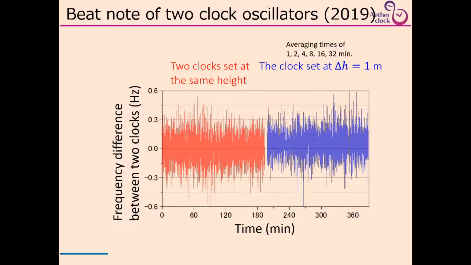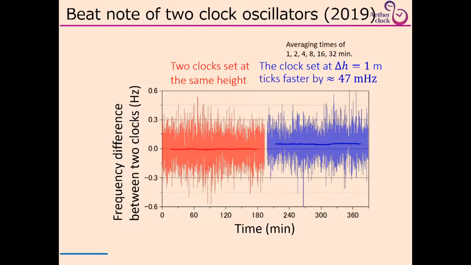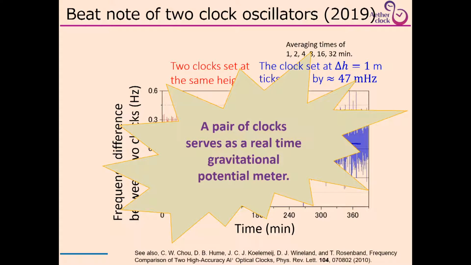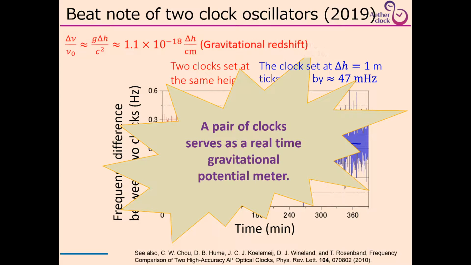So this is the beat note of the clocks. When you set the clocks at the same height, they agree at the 10 to the minus 18 level. And if you lift up one of them by 1 meter, then the upper clock ticks faster by 47 millihertz. This shows a pair of clocks serves as a real-time gravitational potential meter. As I said, you can resolve 1 centimeter height difference.